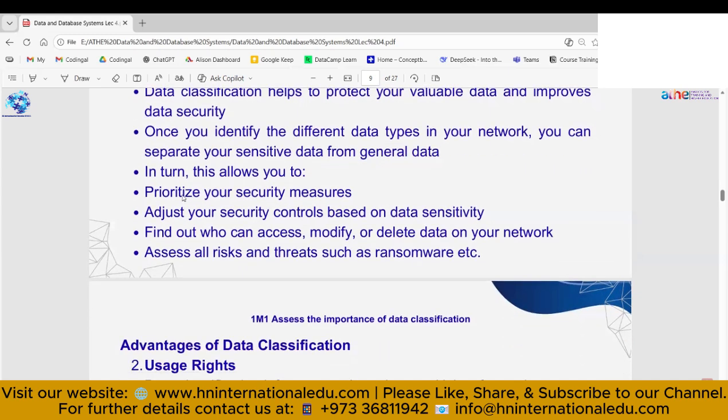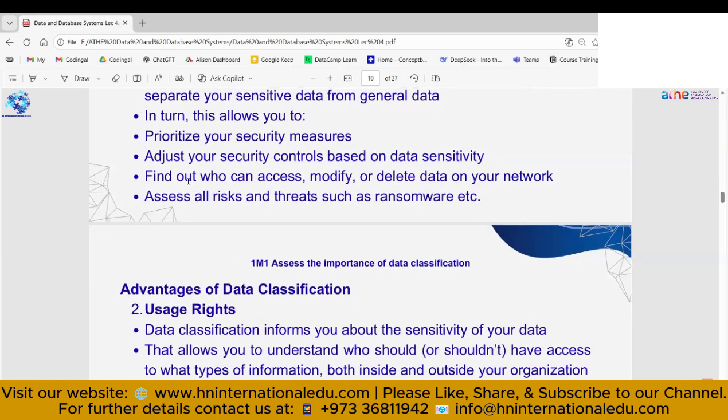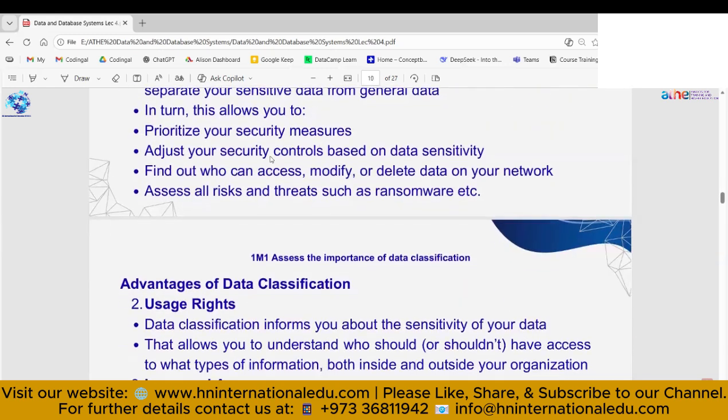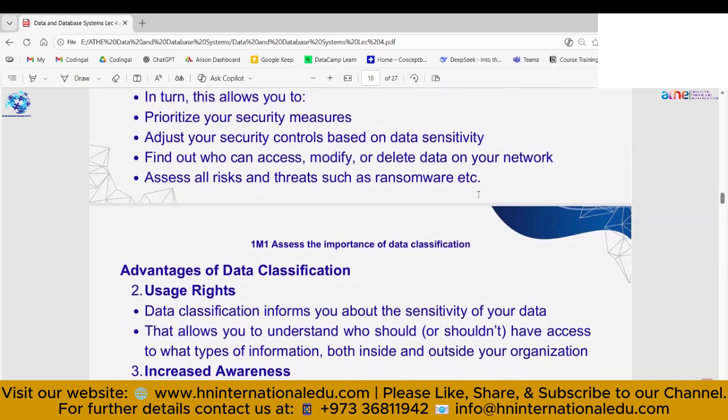So this allows you to prioritize your security measures, adjust your security controls based on data sensitivity, and find out who can access, modify, or delete data on your network. Obviously, if you give everyone the right to access the data and even modify and delete it, then it could get into the wrong hands. And the last one is to assess all risks and threats such as ransomware and breaches. Sometimes companies have breaches of data.